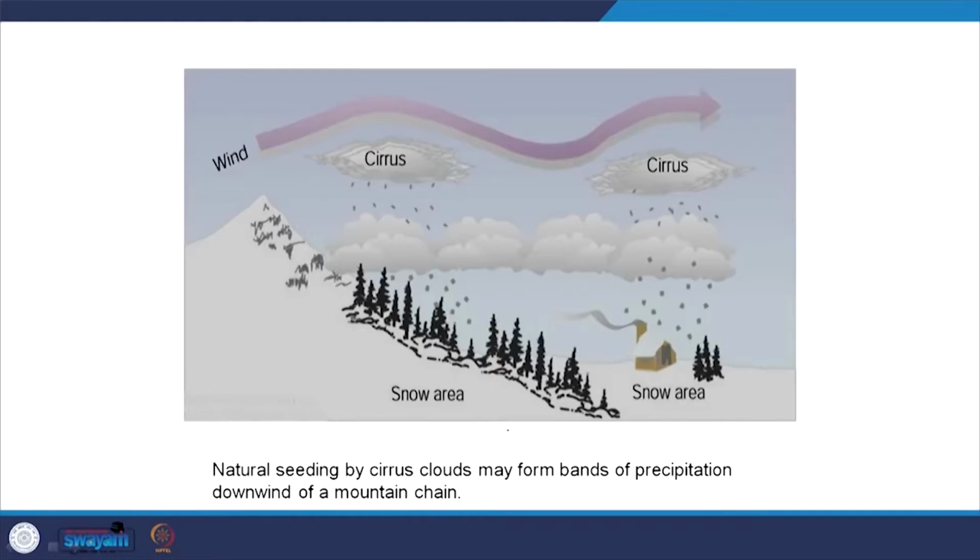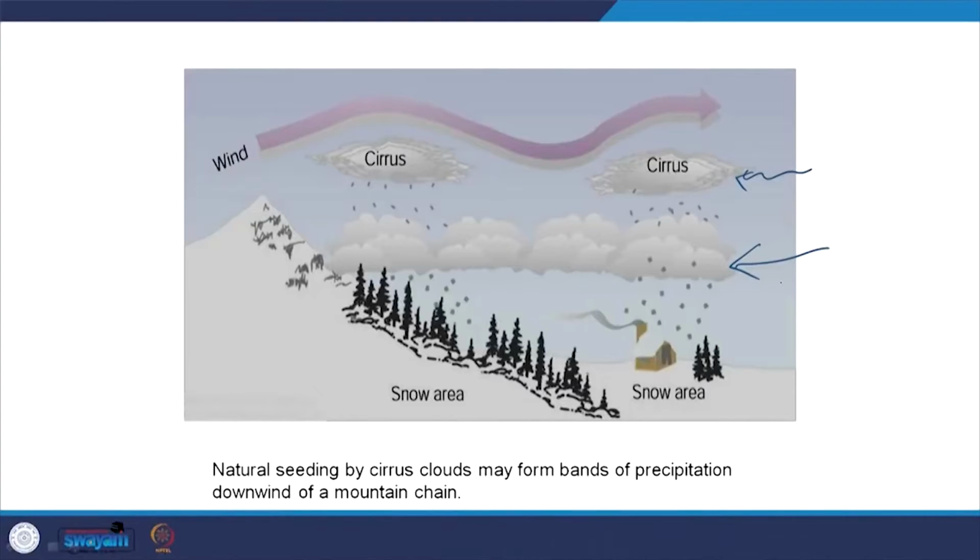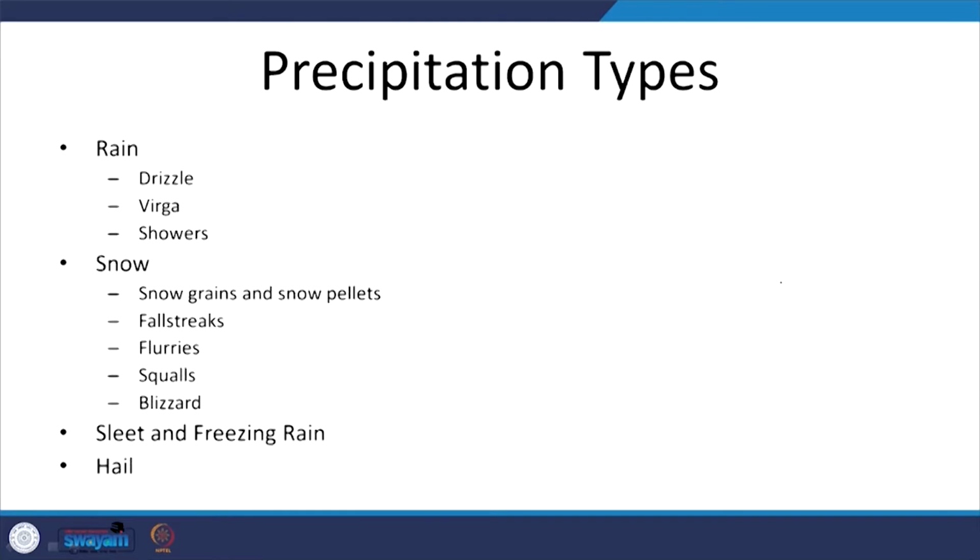This is how natural seeding occurs by cirrus clouds. Natural seeding by cirrus clouds may form bands of precipitation downwind of a mountain chain. The cirrus clouds themselves can act as a mechanism to provide tiny crystals of ice into the cumulus clouds, thereby naturally seeding clouds which already have some vapor in them.